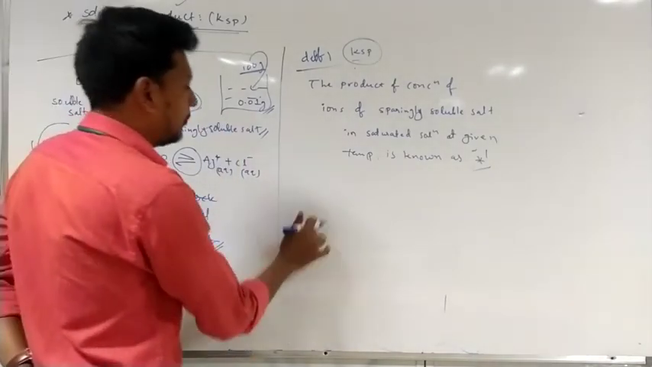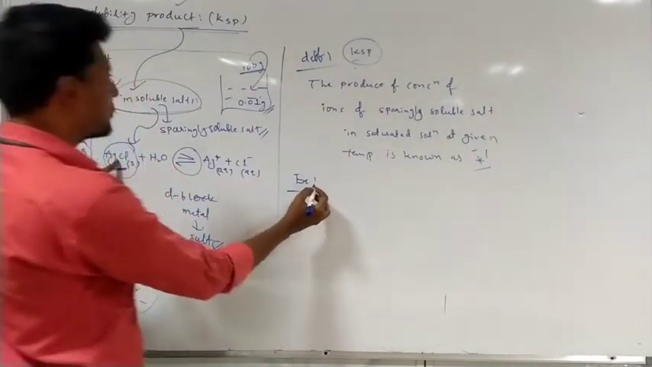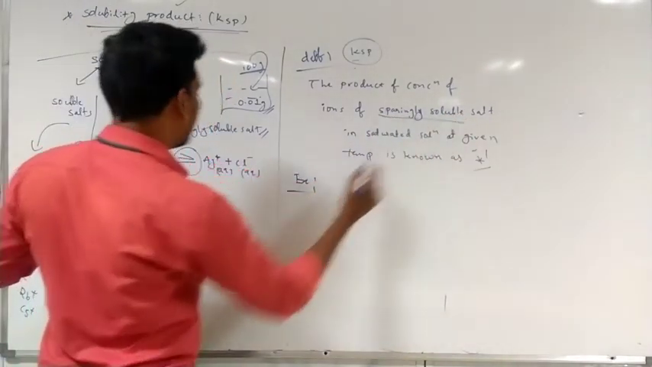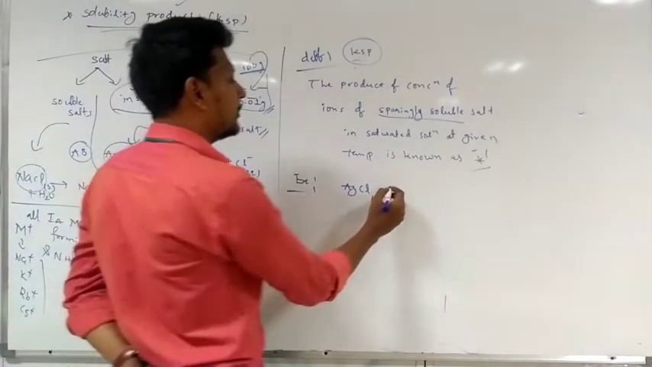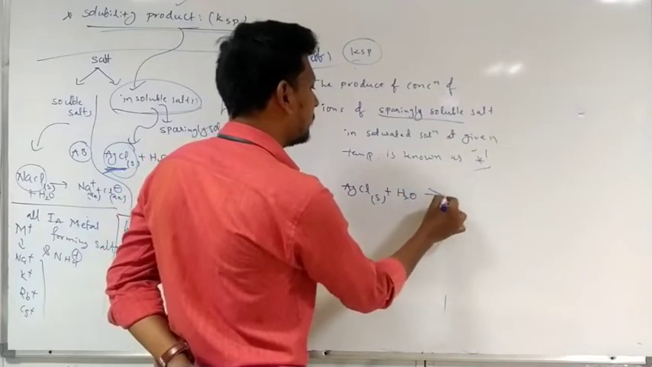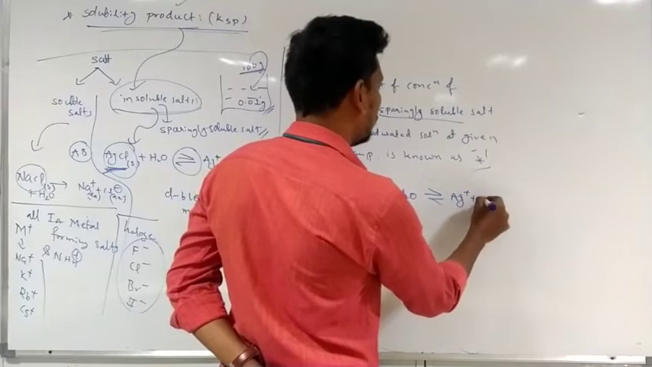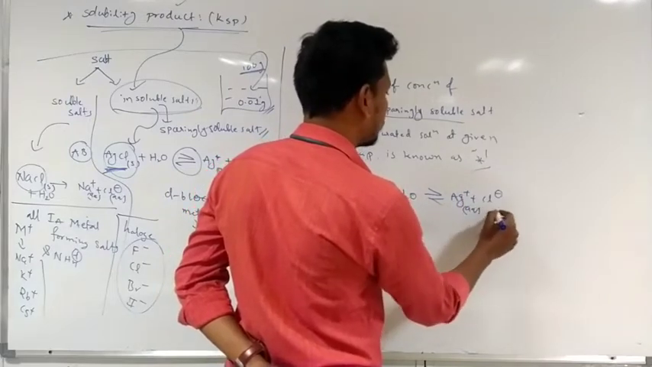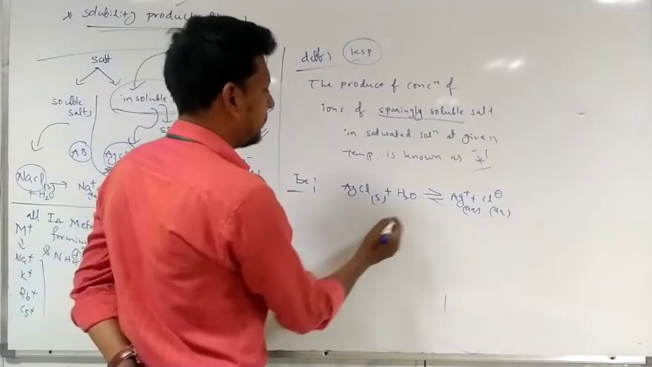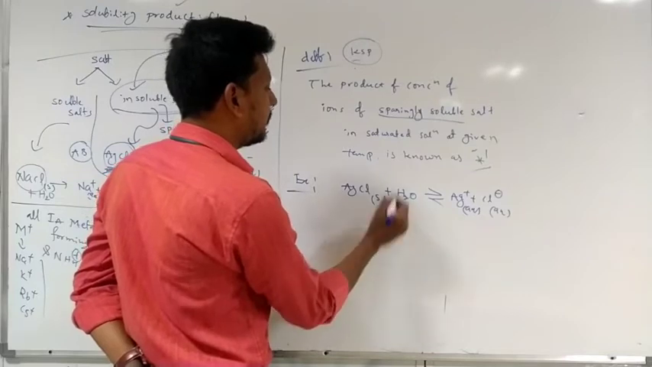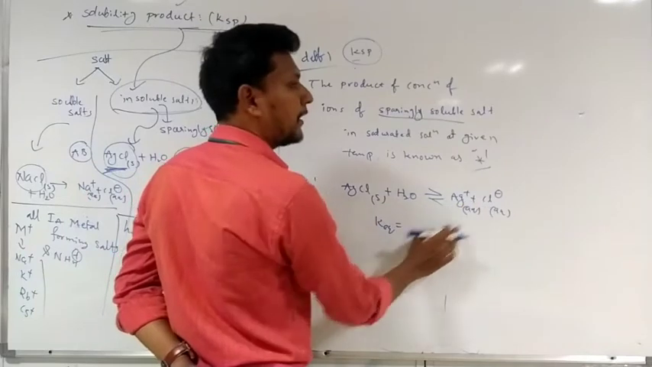Sir, how? Look at here. For example, this is a sparingly soluble salt. I am taking AgCl as a solid, which is dissolved in water and is in equilibrium with Ag+ and Cl- in aqueous solution. Here, what is the equilibrium constant? The equilibrium constant K is equal to the product of the concentration of products.